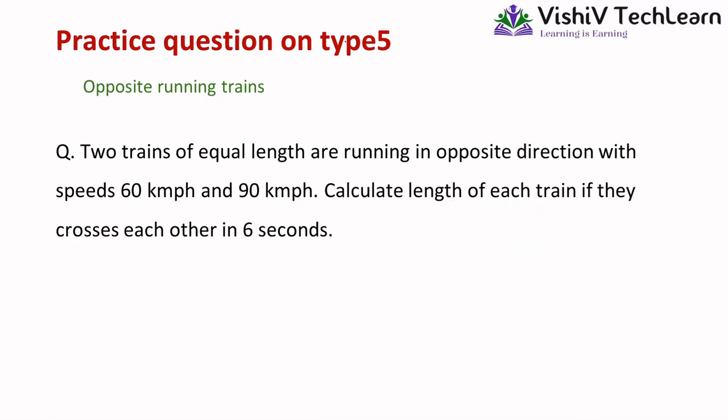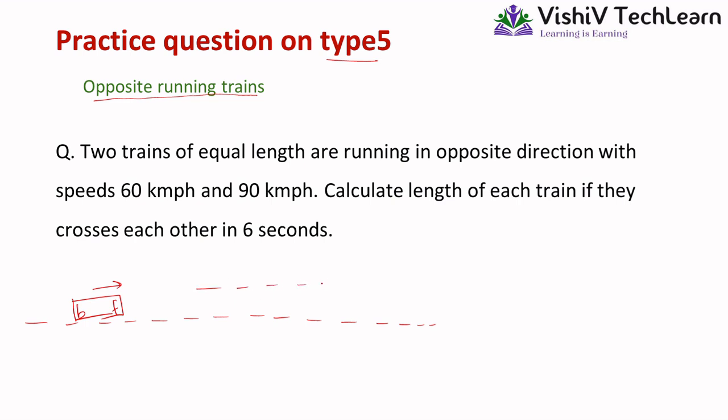In this question, type 5, the trains are running in the opposite direction. Opposite direction means, let's first understand it. Again, here we have the railway track. On this railway track we have the first train, running in this direction, and it has a back side and a front side. Another train cannot be on the same track, or else there will be an accident.